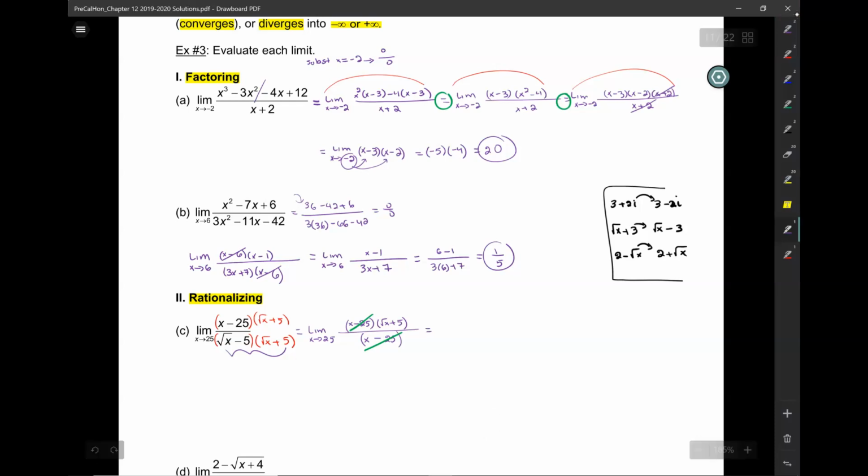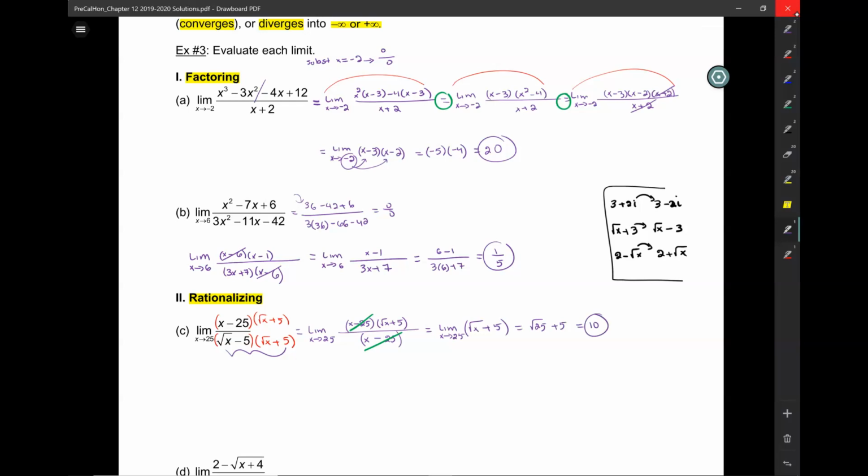So now that goes away, what do I have left? The limit as x approaches 25 of root x plus 5. Now that there is no more algebra I could do, plug in the 25, and once I plug in the 25, I drop the limit, and I get a value of 10.